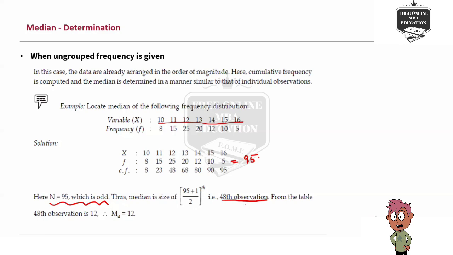From the table, we understood that the 48th observation is nothing but 12. How did we find out that it is the 48th observation? By calculating the CF, the cumulative frequency. So I will quickly explain how to calculate CF here. This is 10, 11, 12, 13, 14, 15, 16.